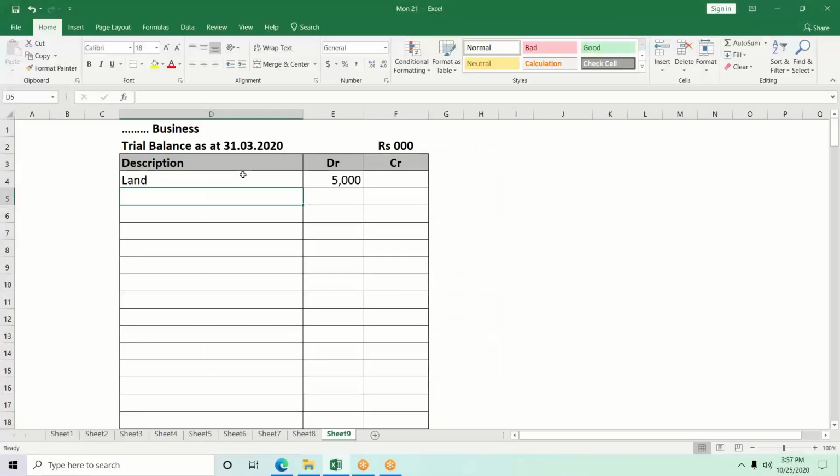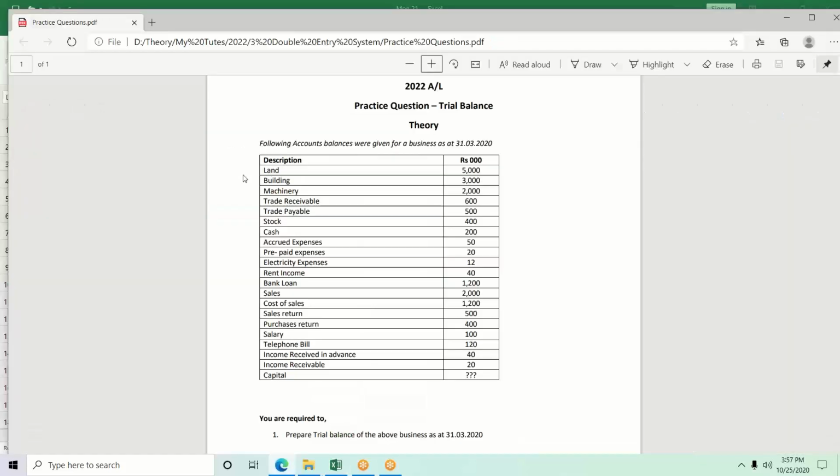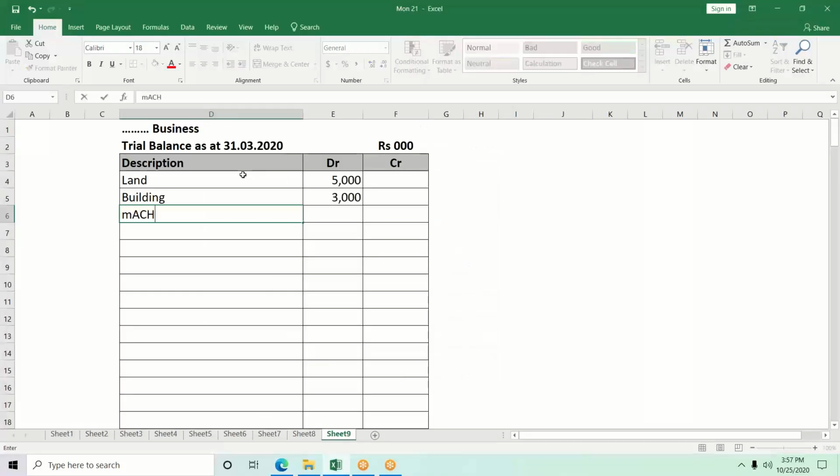Then the building is rupees 3 million. That also has a debit balance because it is also an asset. Machinery rupees 2 million. That also has a debit balance.